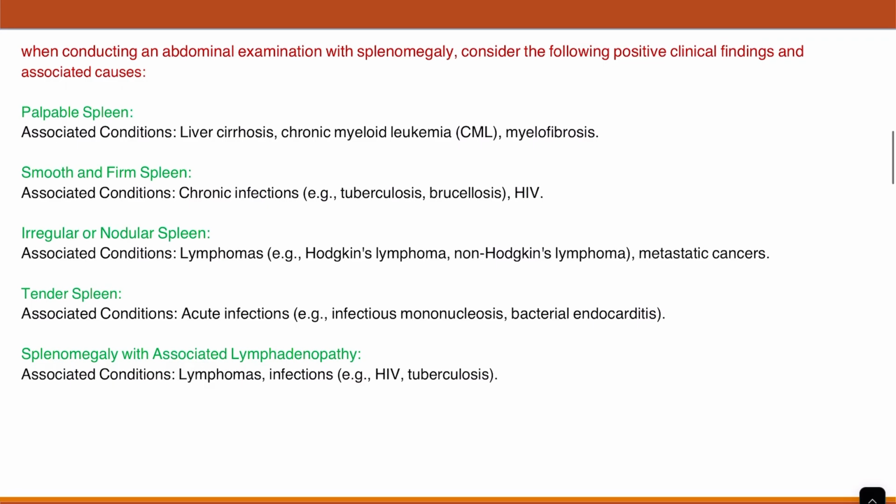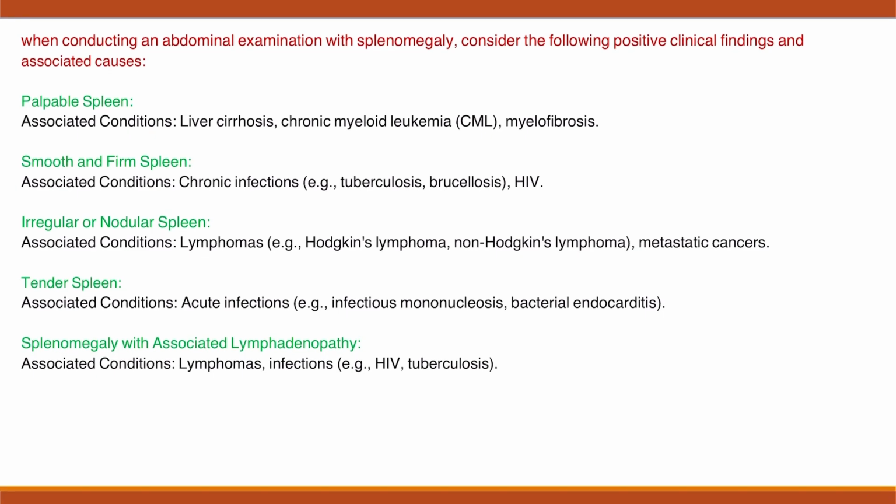Now, when conducting an abdominal examination with splenomegaly, consider the positive clinical findings and the associated causes. If you find a palpable spleen, always look for associated conditions like liver cirrhosis, CML, or myelofibrosis.